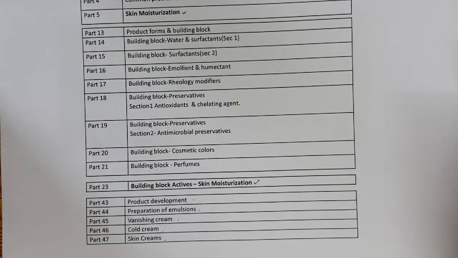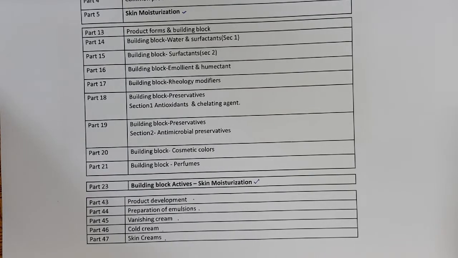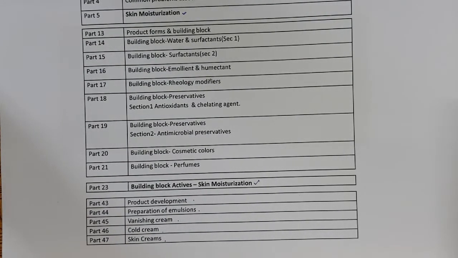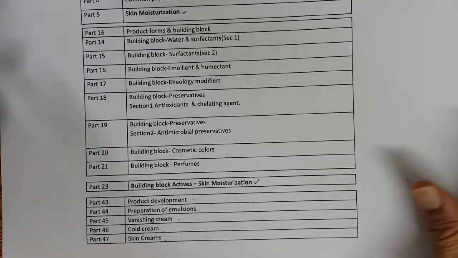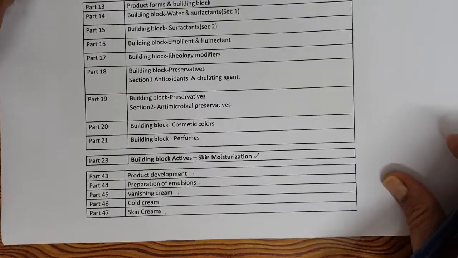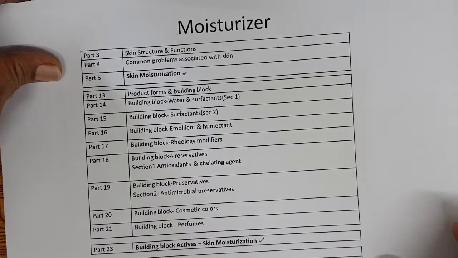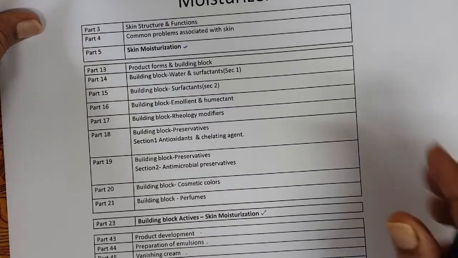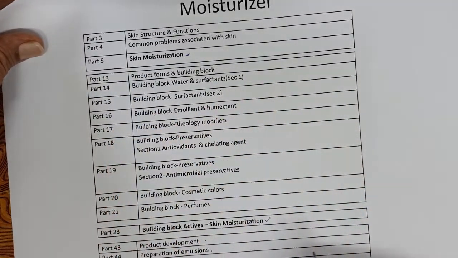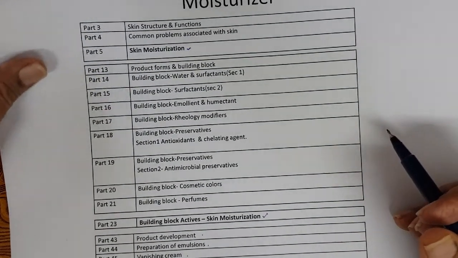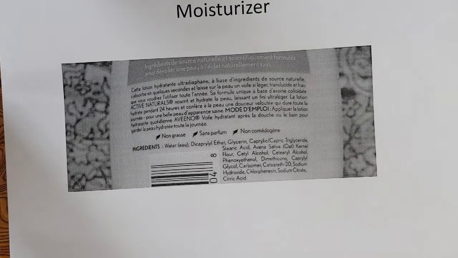Now, how I am going to discuss the moisturizer is to take some marketed products, discuss the ingredients on the label of those products, and discuss the formulation of a moisturizer through that. Right? So, these are the parts, part 3, part 4, all these things you have to go through before understanding the formulations, right?